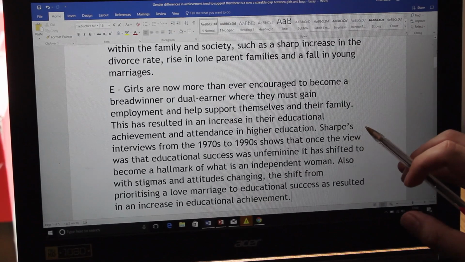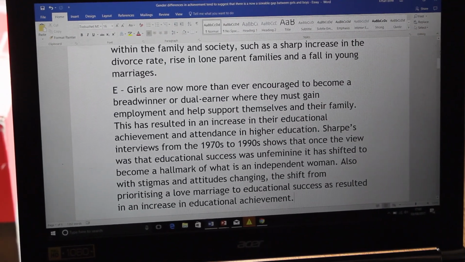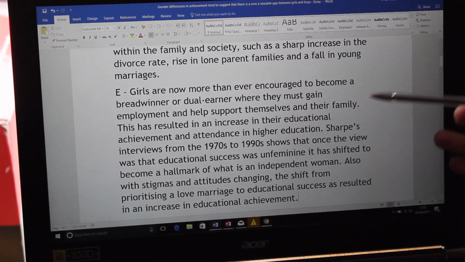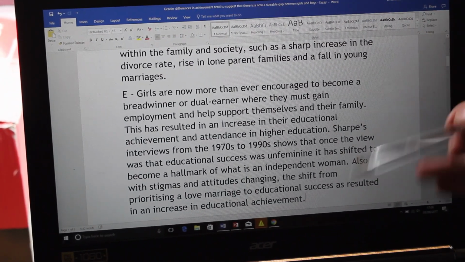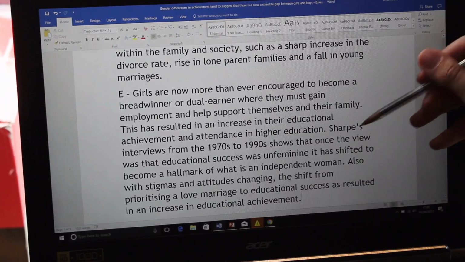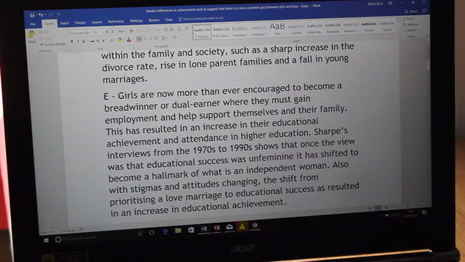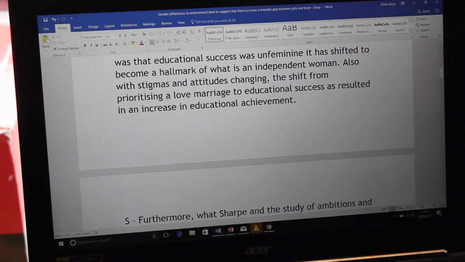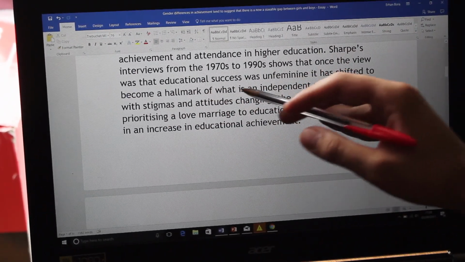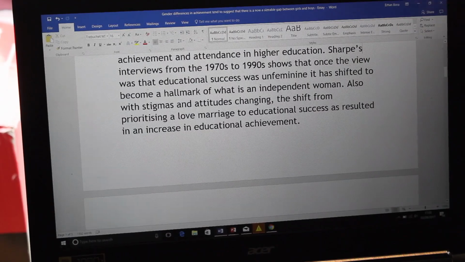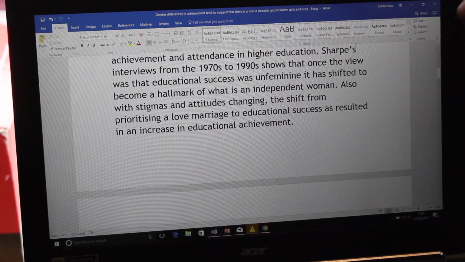Now, again, you've got to include theorists, you've got to include names in your 20 markers, it is essential. So I would include them in the explanation or your point. So your point or explanation, you can include the theorists there. So Sharpe's interviews from the 1970s and 1990s show that once the view was that educational success was unfeminine, it has now shifted to become a hallmark of what an independent woman was.